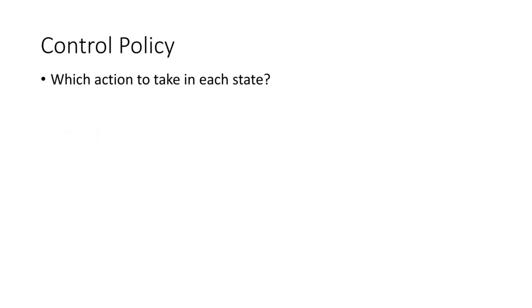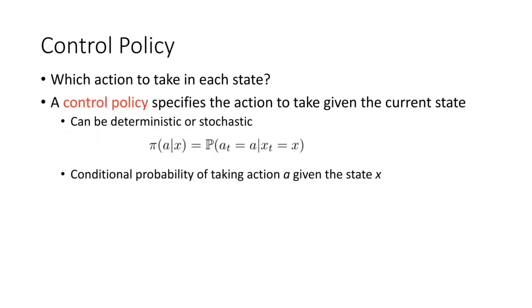Okay, now we have a formalism. If you are given any real world control problem, we know an approach to take that real world control problem and model it mathematically using the formalism of MDP. Good, so far good. But what is our real goal? Our real goal is to come up with a control policy. So what is a control policy? A control policy specifies what is the action to take given the current state of the system.